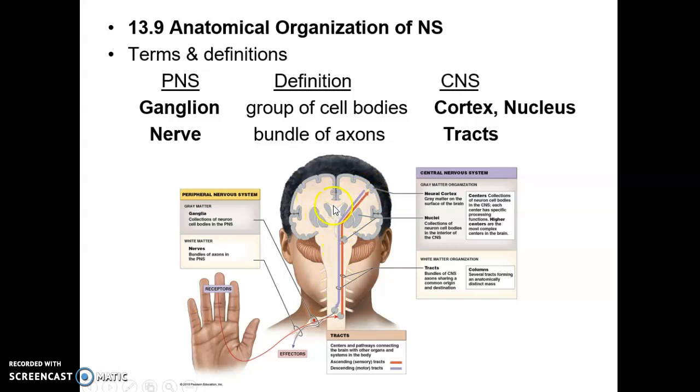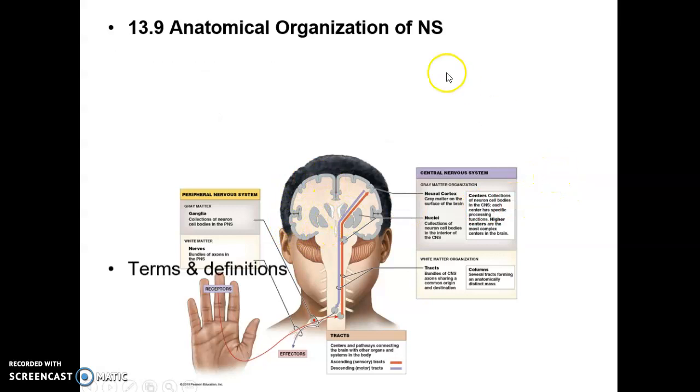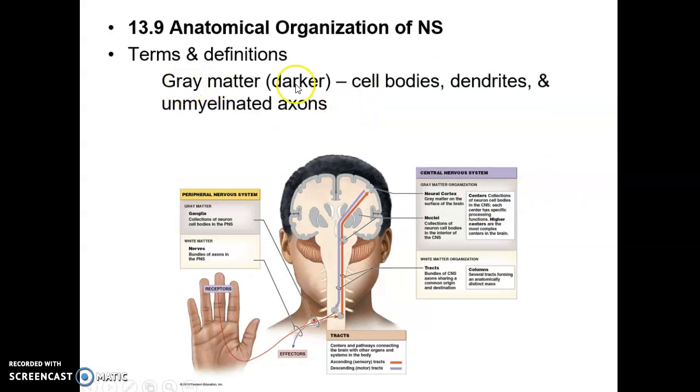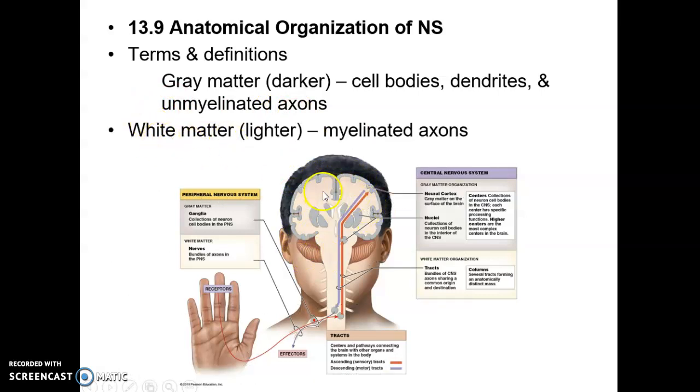So that's this grouping of lighter material called white matter, and the darker material is called gray matter. Okay? So the gray matter is darker because it's composed of cell bodies, dendrites, and mostly unmyelinated axons that give that tissue a darker appearance. The white matter is lighter in color, not really white, but lighter in color, and much of that material is composed of myelinated axons, and the myelin is a lipid, fatty type material which has a lighter appearance and color, which is why it's referred to as white matter.